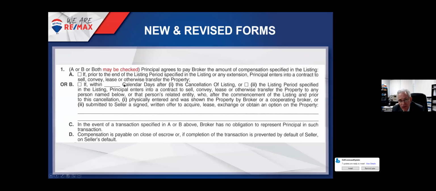A means that even though you're canceling a listing, if they sell the property during the original listing period or any extension, then they owe you a commission. B is within X number of days after this cancellation that they sell the property to somebody who's physically entered the property and you name them, then you're still owed a commission, even though you canceled it. So that's a nice form to be aware of.